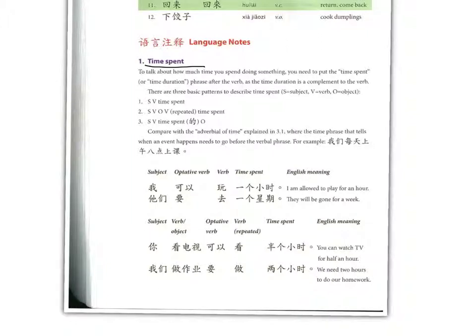Time spent is basically, for example, in English, when we say I am allowed to play for an hour, or he will be gone for a week. There was some verb, here it is play, and then there's a period of time that it can happen for. In this case, it's 1 hour, or in this case, the verb is to be gone, and the time is for a week. So let's take a look at the Chinese examples. It's very similar to English.